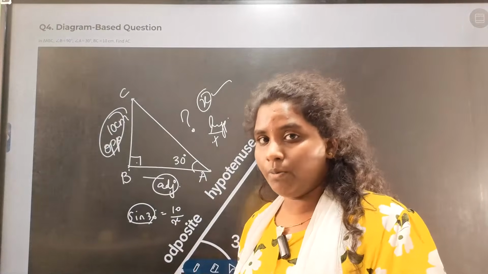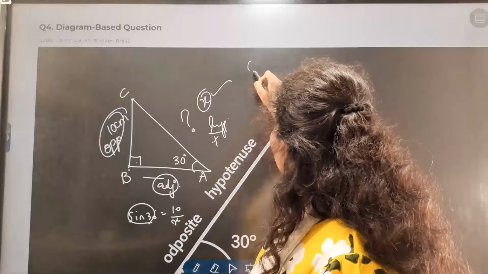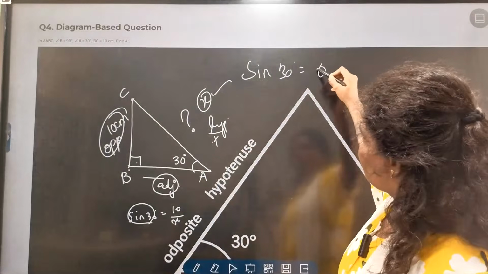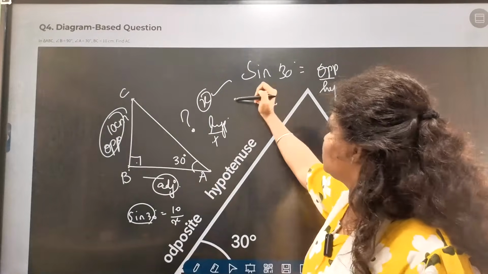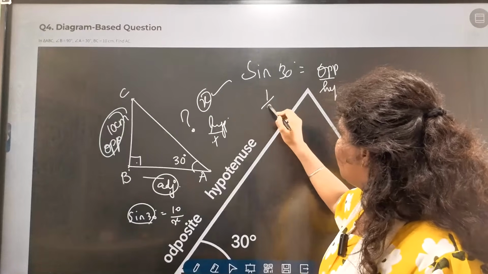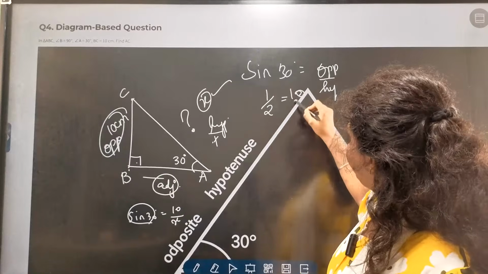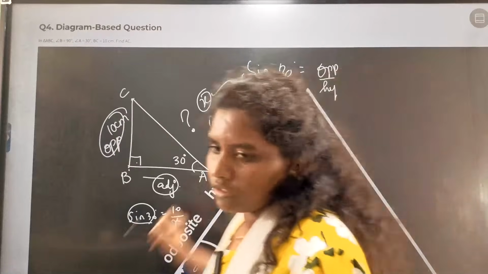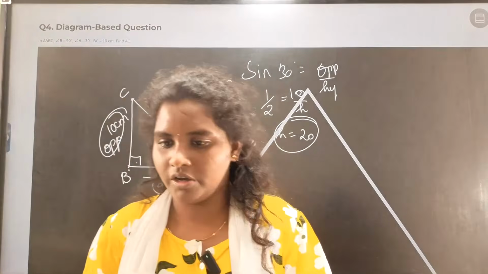So with the help of trigonometric ratios, sine 30 is equal to opposite by hypotenuse. Sine 30 is 1 by 2. Is this right? 10 by h, so h is equal to 20. Yes, h is equal to 20 is right. But why do we have to use sine and not cos? Yes, very good, Rahul.